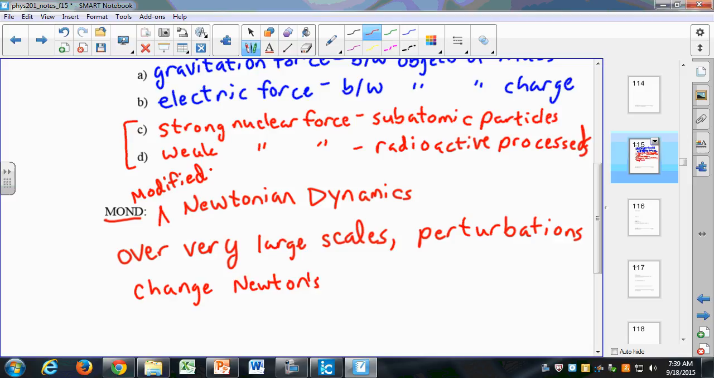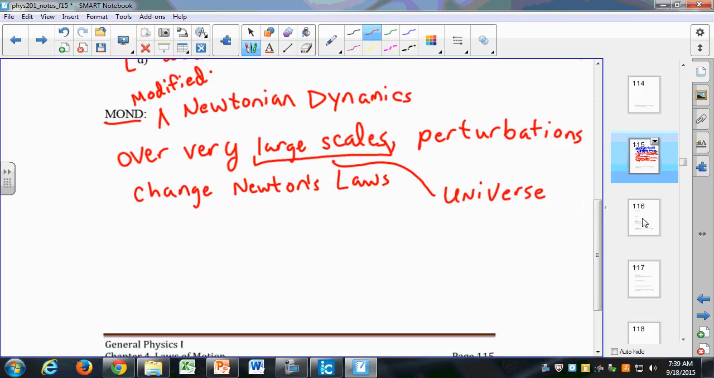When I say very large scales, I'm not talking about the scales of solar systems or even galaxies, but the scales of the universe, right? When we're looking at big clusters of galaxies or over very, very large distances. So you can Google this if you want to know more about it, but it's an idea that's taking root, at least over the past decade or two.